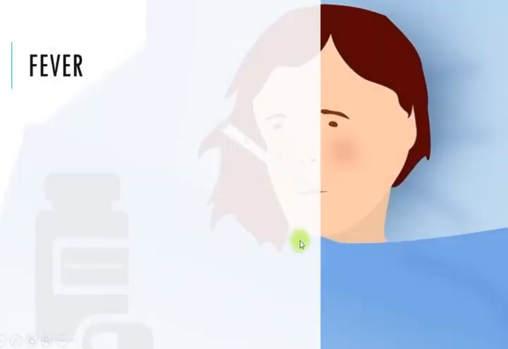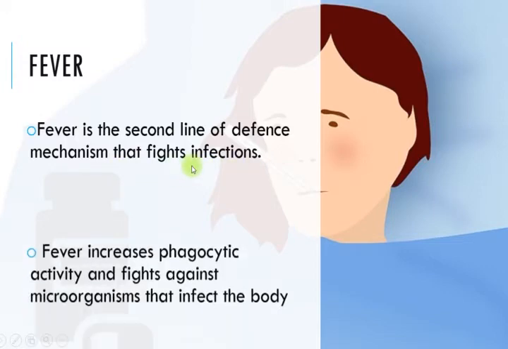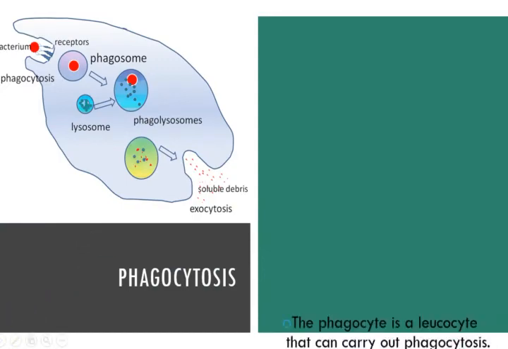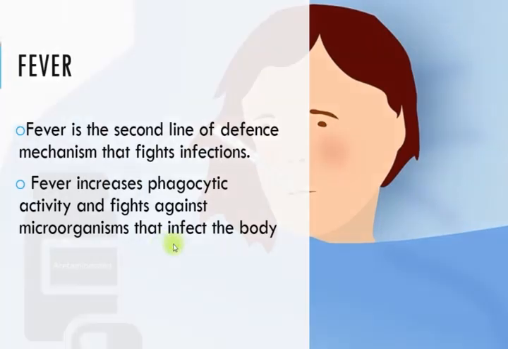Okay, we go to the fever. Fever is a second line of defense mechanism that can fight infections. Fever increases phagocytic activity. Phagocytic activity refers to the activity of phagocytosis, and fights against microorganisms that infect the body.